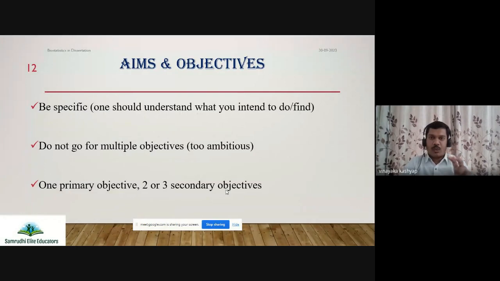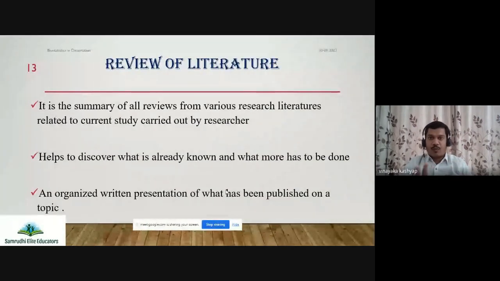And this objective is very important, because whatever objective you have selected, at the end of your study the results should answer that particular objective. So what is this review of literature? Yes, this is one of the most important things, or this is the heart of your dissertation.